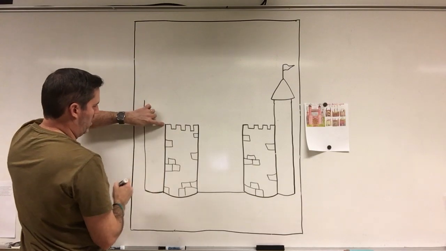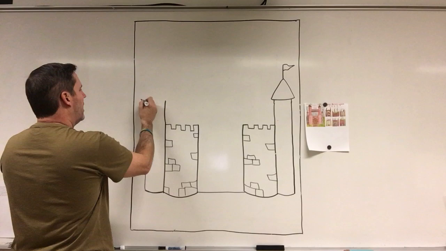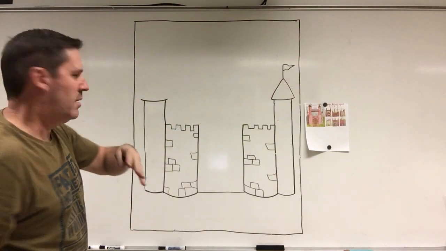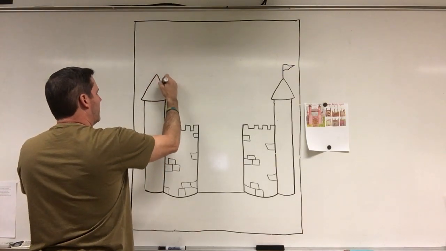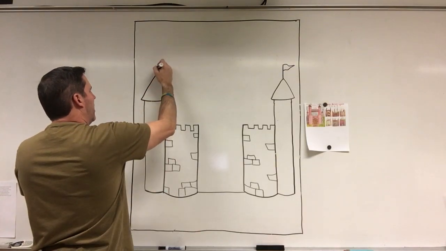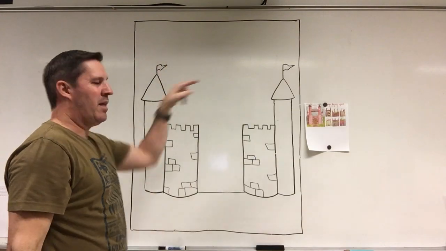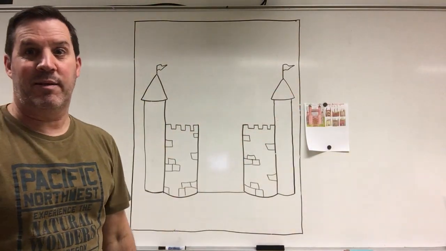This one I only have to draw from the side of this tower up a slightly or a very small curved line. And then my pointy roof and my flag. Now, if the wind is blowing that flag that away, then this flag is also going to be blowing that away.